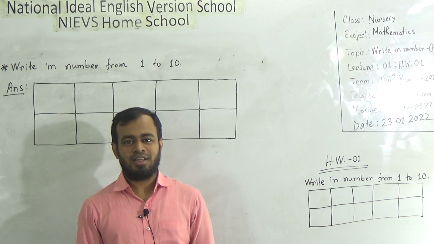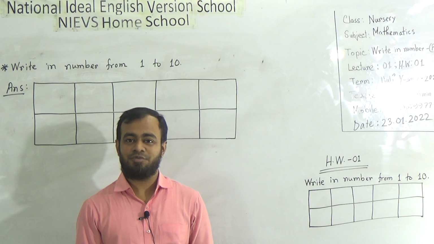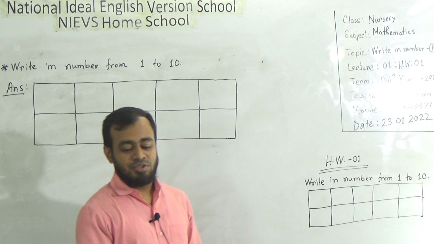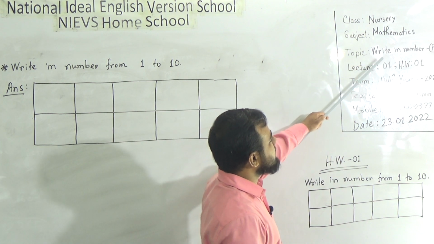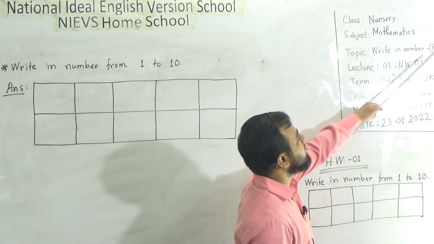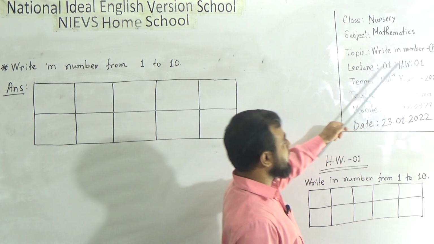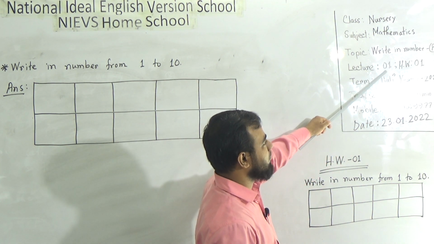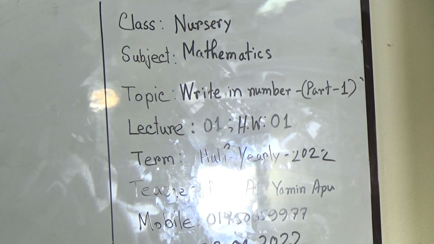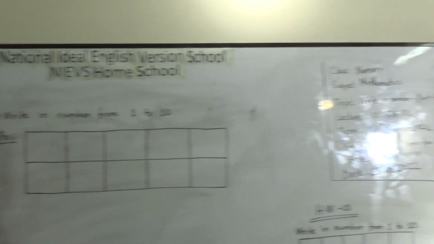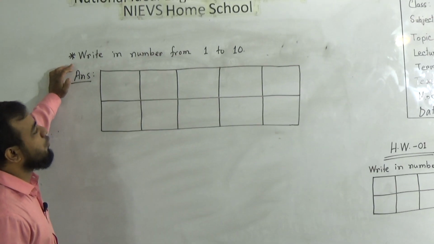Today I am going to take nursery's math class. This is our first math class, my dear students. So look at the board and look at the topic. Our today's topic is write in number. This is the first part in this topic. Our lecture number is 1 because this is the first class in mathematics, and your homework number is also 1. Now let's start. The question is write in number from 1 to 10.